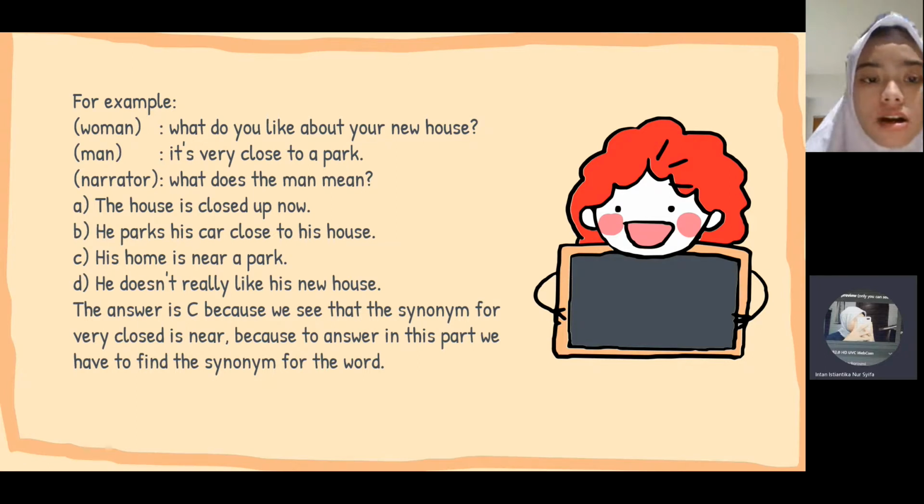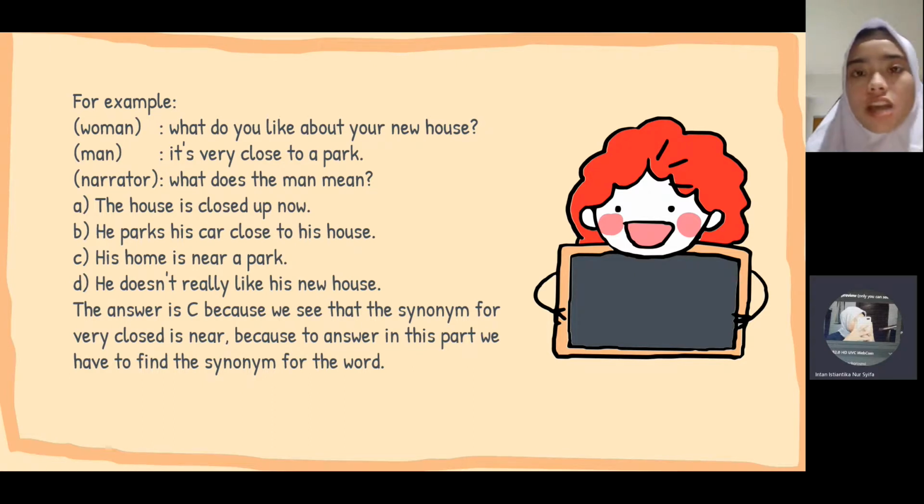We have A, the house is closed up now. And B, he parked his car close to his house. C, his home is near a park. And D, he doesn't really like his new house. And the answer is C, because we see that the synonym of very close is near. Because the answer is this part, we have to find the synonym for the word.